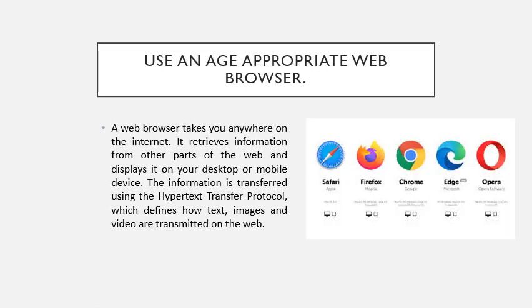Next, use an age-appropriate web browser. Using a browser like Kindle will show you information that is suitable for your age. It will filter out the adverts. A web browser. What is a web browser? What is the purpose of a web browser? A web browser takes you anywhere on the internet. It retrieves the information from other parts of the web and displays it on your desktop or mobile devices. The information is transferred using the HTTP protocol, that is Hypertext Transfer Protocol, which defines how text, images, and videos are transmitted on the web.